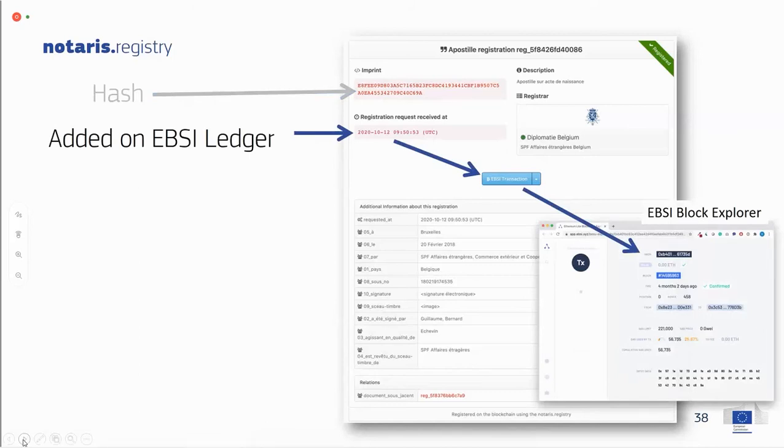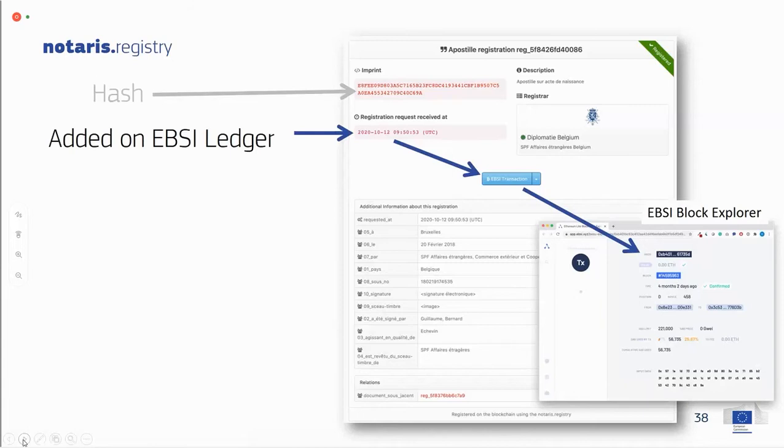And it has been added on the ledger. I'll show you also interactively later on, but for those who don't have EBSI, like me, they will see that the hash that you have up there is the number that you see down at the bottom of the blockchain explorer. And this is the only information that you get on-chain.